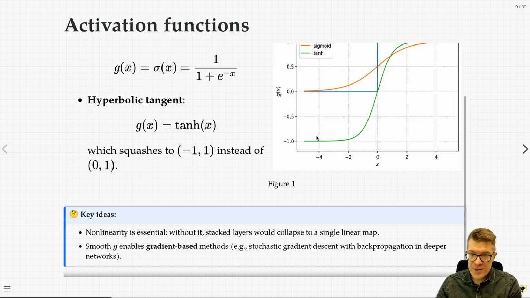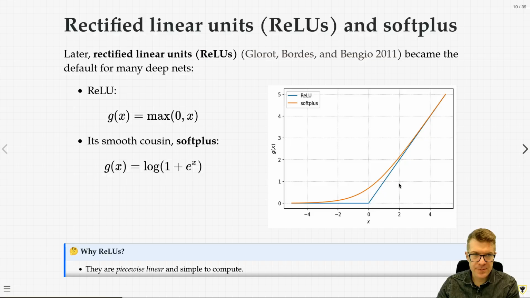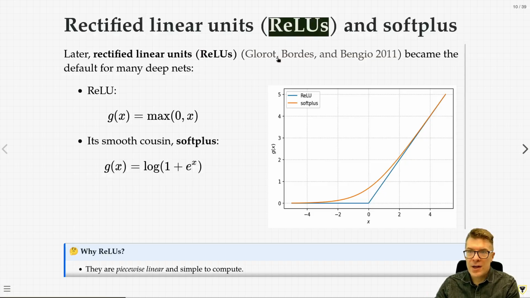Smooth g functions, like this one, enable gradient-based methods, like I mentioned earlier, and we're going to see backpropagation a little bit later, but not really in this module. It'll come later. Rectified linear units, or ReLUs, and softplus.